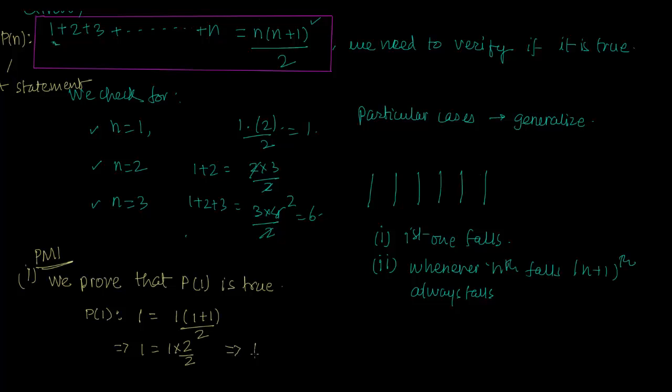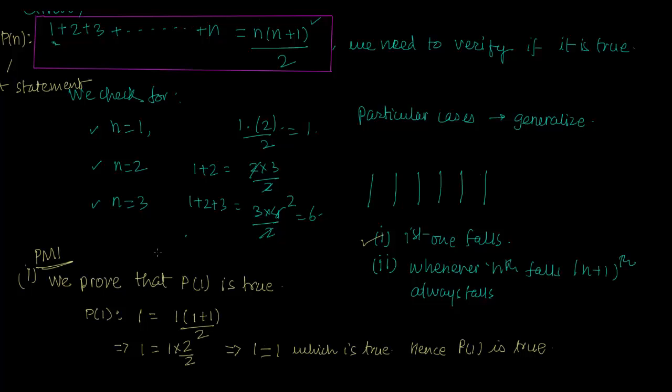It implies that 1 is equal to 1, which is true, correct? Which is true. Hence, we say that P1 is true, okay? Correct. So what have we done in effect? We have simulated this. We have allowed the first brick to fall.